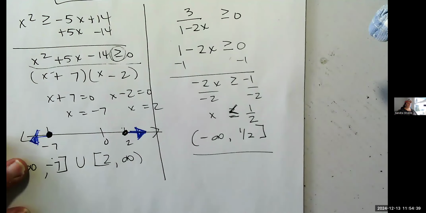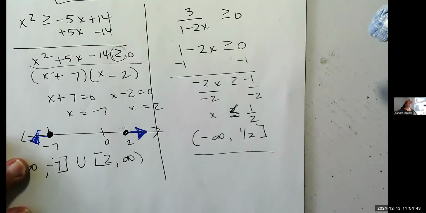All right, next version. Find the real zeros of the following function and state the real zeros for each and whether they touch or cross. So we're looking for the multiplicities.